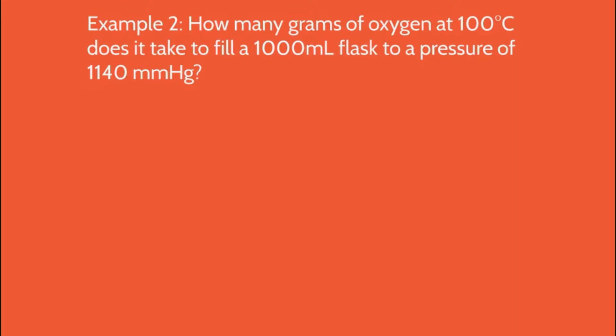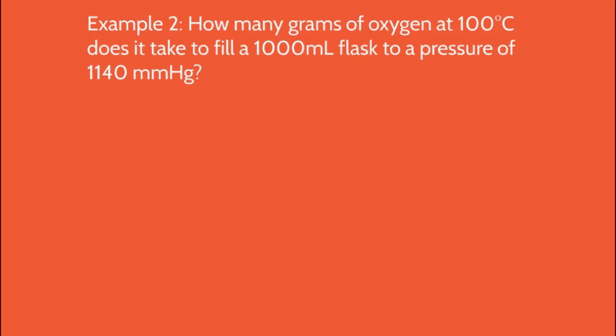100 degrees C, that is going to be our temperature. Well, we already know we need to put that in K, so add 273. There we go, 373 K. Knock that puppy out. Let's move on. Fill 1,000 milliliters. That is a volume, however it cannot be in milliliters. It's got to be in liters, so move the decimal over 3 times. That's 1 liter.